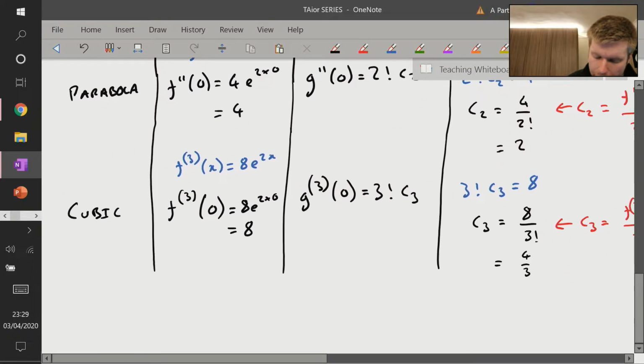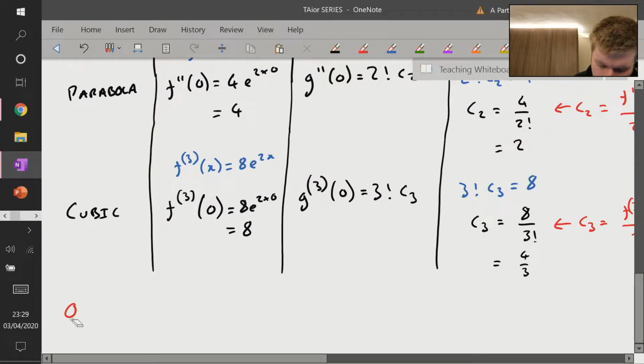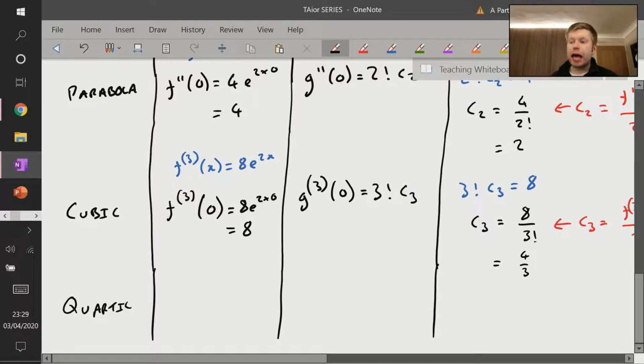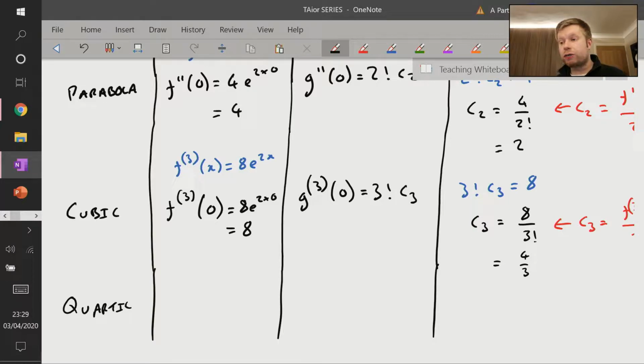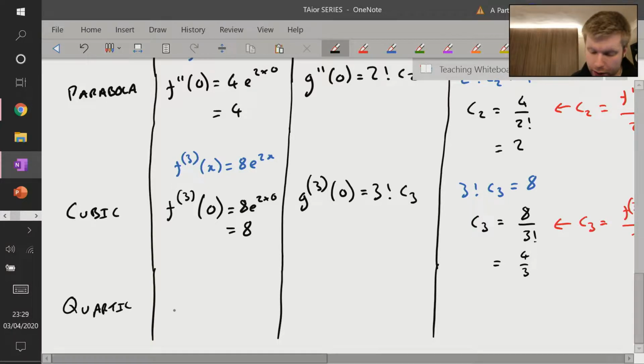So, okay, I want to make sure, so this would be like a quartic function, right? I want to make sure that whatever happens with the fourth derivative of my true function, that should be the same as what happens with my approximation function, the fourth derivative of my approximation function at the point x equals 0. So let's actually differentiate this again. So the fourth derivative and then stick in x equals 0.